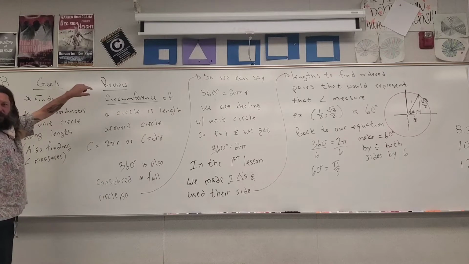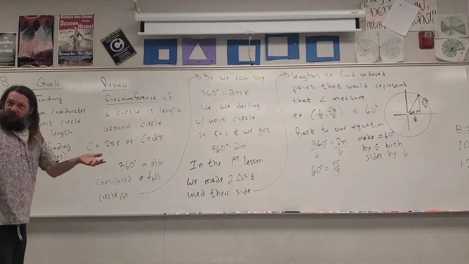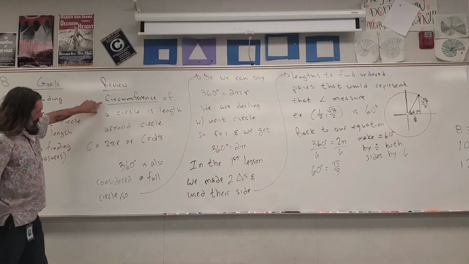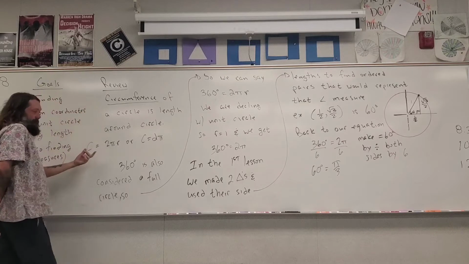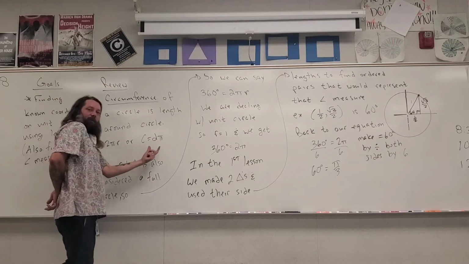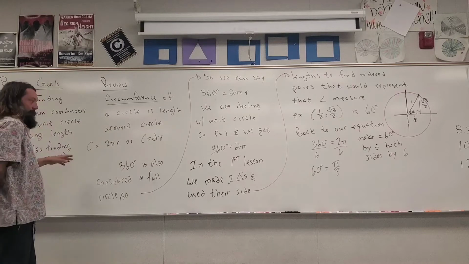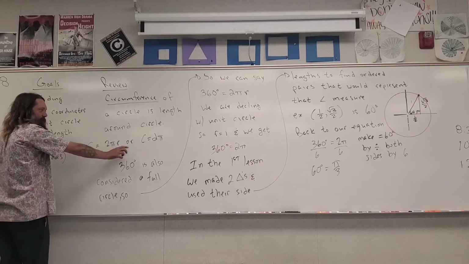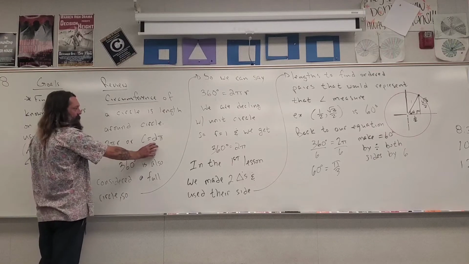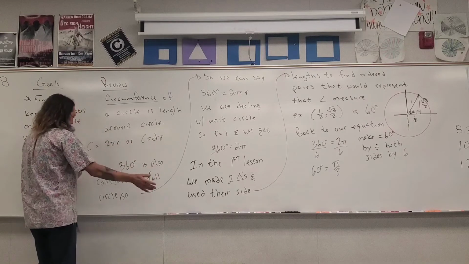We're going to need to know how to calculate the length around the circle, because that's how we're going to find the coordinates. We're going to find them based on length. The circumference of a circle is the length around the circle. So if I use this formula or this formula, I can calculate how far it is around the circle, right? Circumference is equal to 2 times pi times the radius, or circumference is equal to the diameter times pi. The diameter is 2 times the radius.